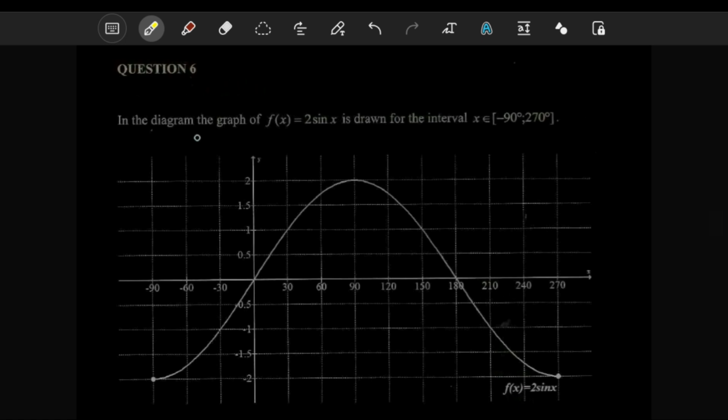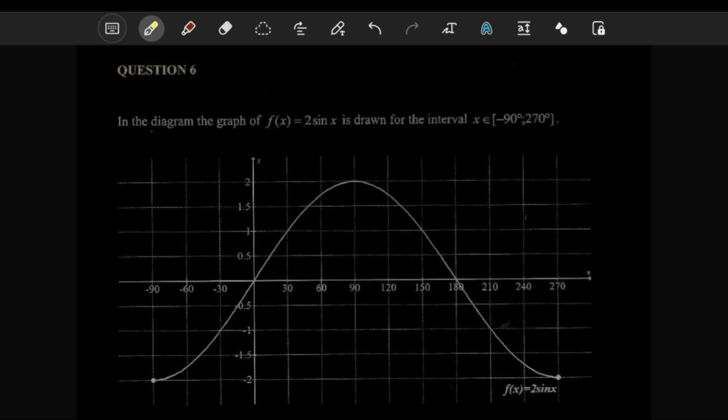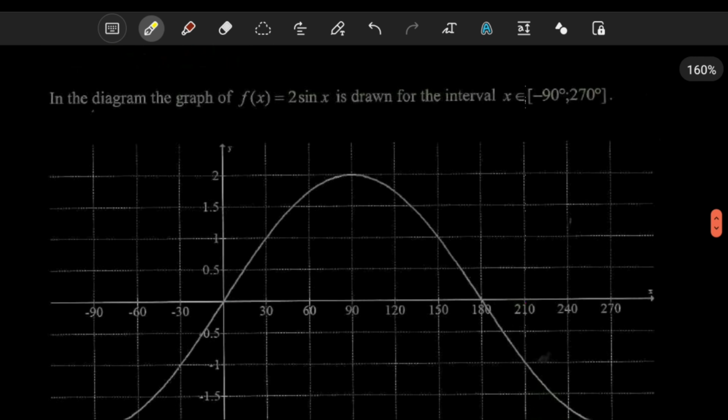It says in the diagram, the graph of this is f of x. It looks like a strange sine graph. Oh, it's not strange, actually. It's a normal sine graph, but we're only seeing a portion of it. The amplitude is 2. Let's not forget that. We can even see it here.